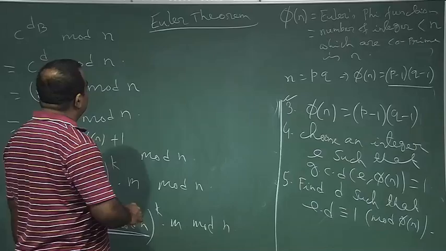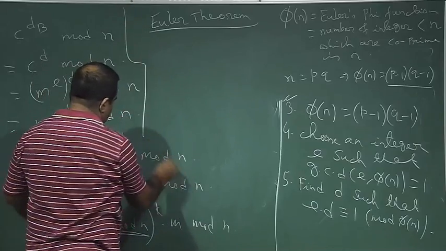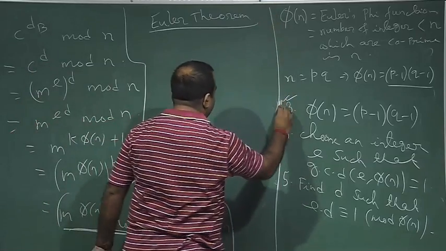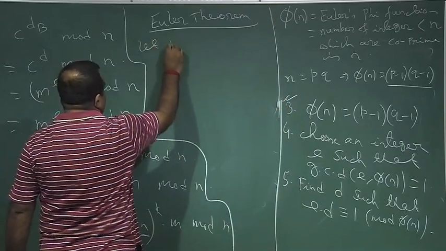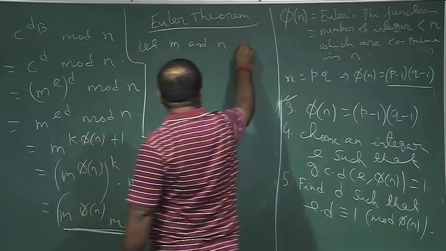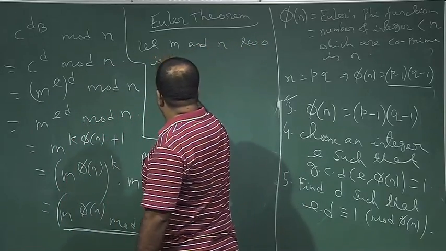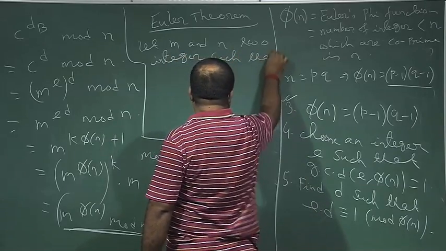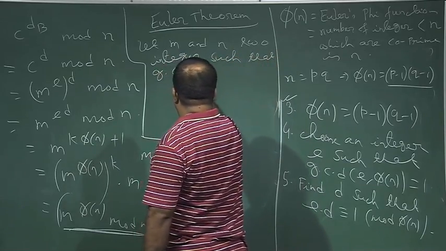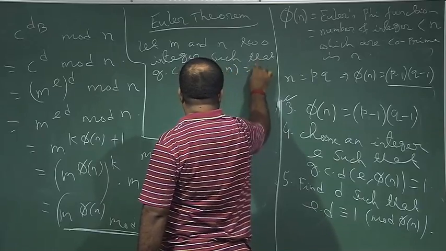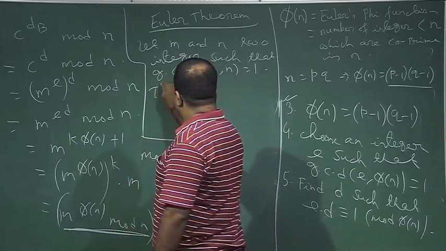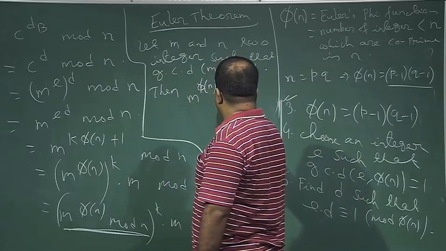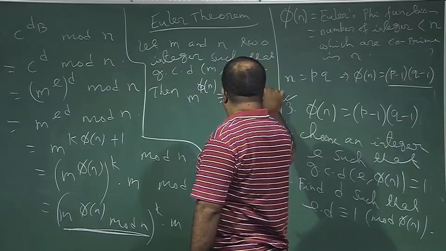Now Euler's theorem is telling that if we have m and n, 2 integers, such that they are relatively prime, then m to the power phi n is congruent to 1 mod n.